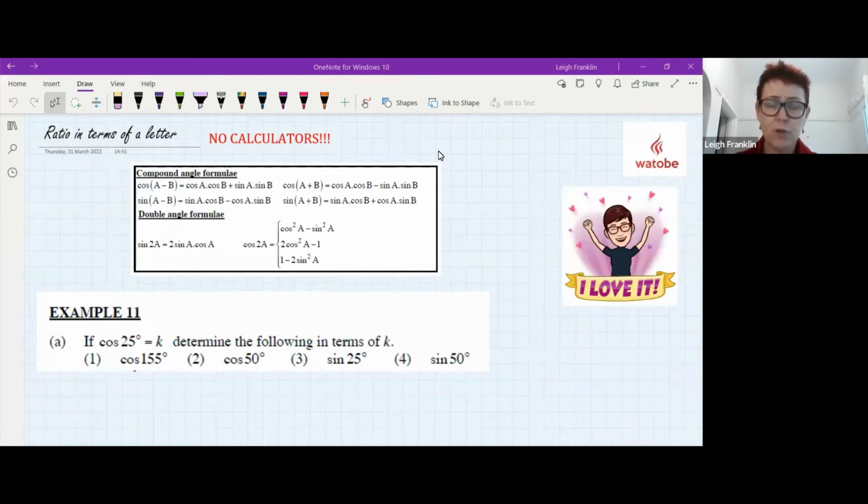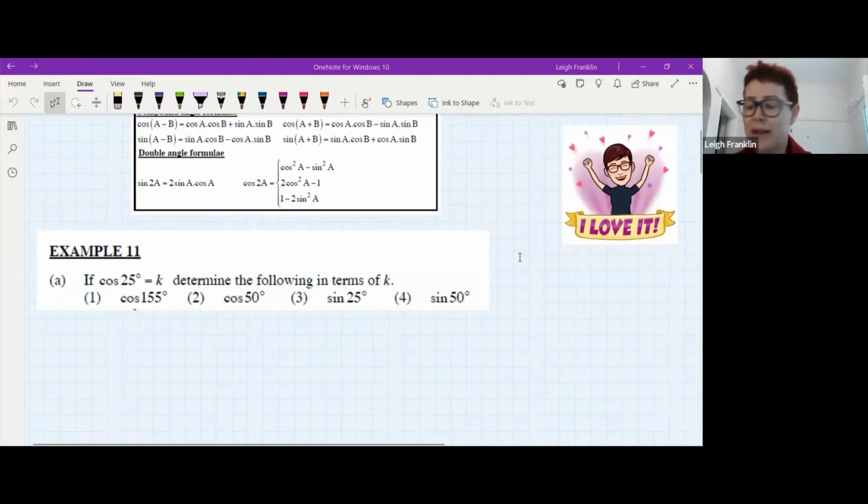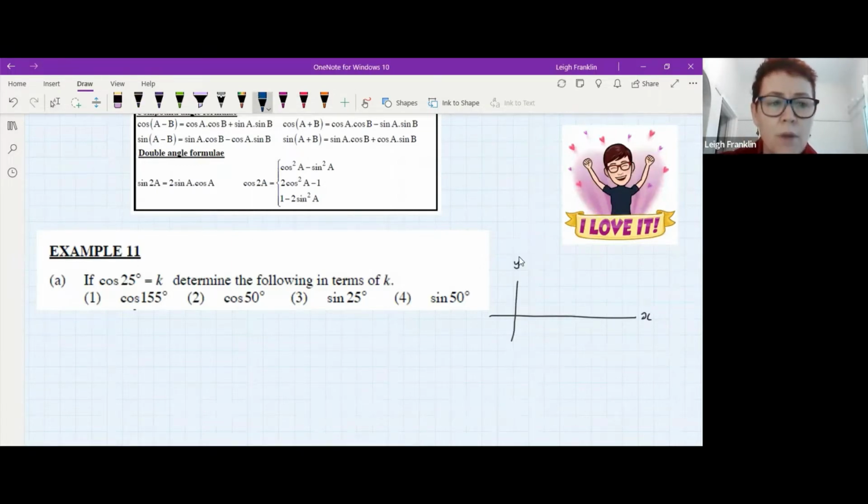So starting place, let's draw ourselves a diagram and then let's analyze the information that they have given us. Here is a y-axis badly drawn by me. There's an x-axis. Remember, our terminal arm is anchored at the origin. It's now swung 25 degrees in an anti-clockwise direction, and it's come to rest over here, and it makes a right angle with the x-axis. Next thing that we need to do is analyze the information that's been given to us.